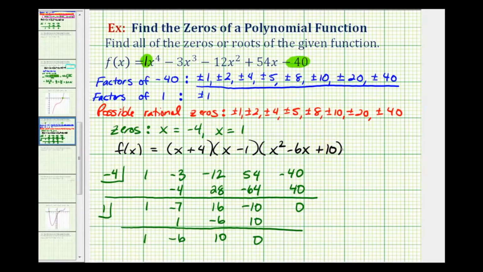And again, remember, our goal here is to find the values of x that make this function equal to 0. We already found the two zeros from these two factors. Now we need to find the zeros from this quadratic factor. So let's go ahead and do that on the next slide.